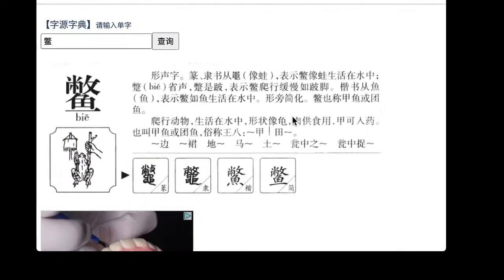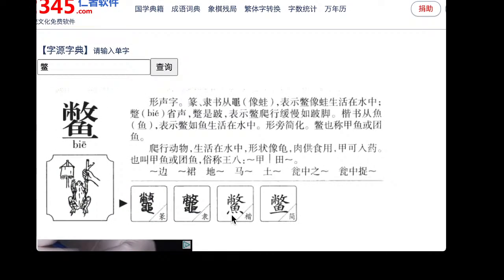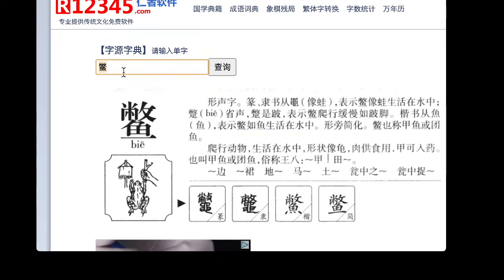However, if you look at the etymology, you'll notice that it didn't used to be the character for fish on the bottom. It used to be this weird thing. We're going to type it. I had never seen this character before today. Very strange looking one. But it's a toad.